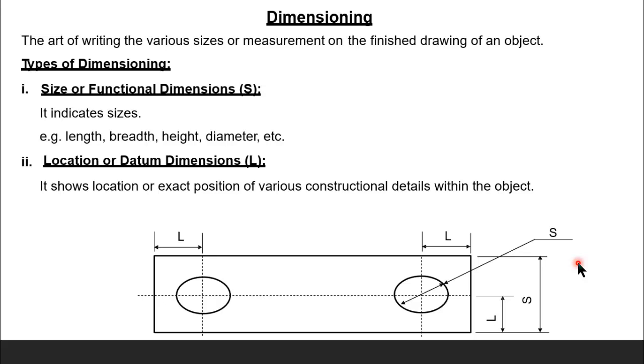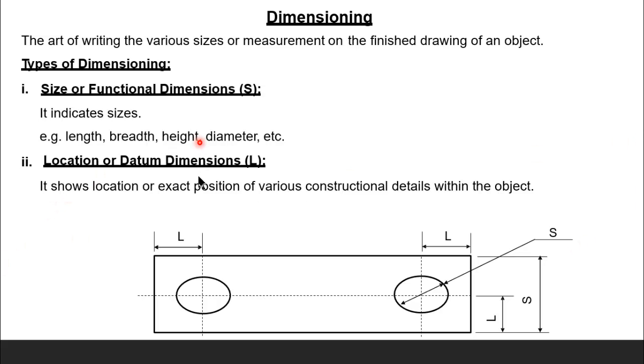Size or functional dimensioning shows the measurement of an object. For example, if you want to show the length of this line, that is the size dimension. For example, see, this is the length of the line. It can be shown as a size or functional dimension, and the diameter is shown too. So the diameter is called a size or functional dimension.